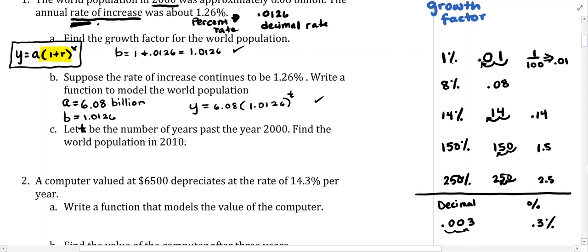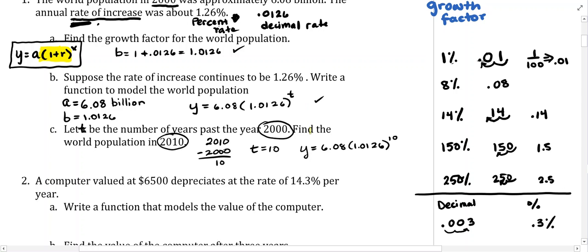Find the world population in 2010. So if it starts at 2000 and it's 2010, right? 2010 minus 2000 means that 10 years have gone by. So t equals 10. So then y equals 6.08 times 1.0126 raised to the 10. And this is what's going to go into the calculator.